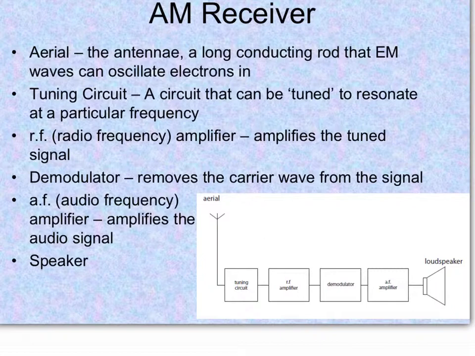You have the amplifier, which of course increases the strength of the signal. You have your demodulator, which removes the carrier wave. And then you have your amplifier that actually amplifies the sound to the loudspeaker. So there's not a whole lot to our AM receivers, whereas with our FM it takes a little bit more. So there's your AM, FM.